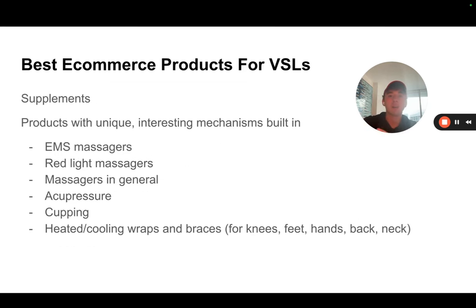Now, the best types of e-commerce products for VSLs, just in general, if you're thinking about using VSLs for your e-commerce brand, here are the best types. Number one, supplements. Supplements are the perfect product for VSLs. Again, as an example, go look at Gundry MD and Miami MD. These are businesses that are doing multiple millions of dollars. In the case of Gundry, millions of dollars per day. And in the case of Miami MD, they're doing hundreds of thousands of dollars every day, millions of dollars a month in sales.